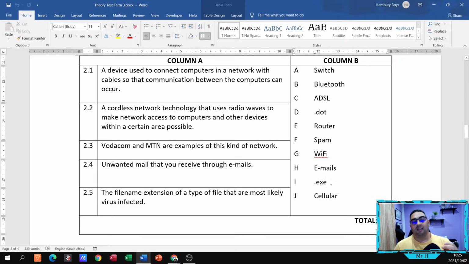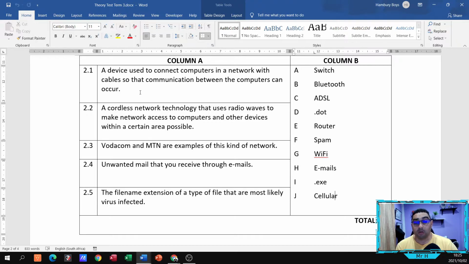.exe indicates that it's a file that, like a program, is executable. So if I double click a file that's got a .exe, it's going to start or execute that particular file and have it start running. And then our cellular is obviously referring to our cell phone. So with all of that in mind, let's go back. 2.1 said a device used to connect computers in a network with cables so that communication can occur. Well, that's obviously going to be A. That's going to be a switch.